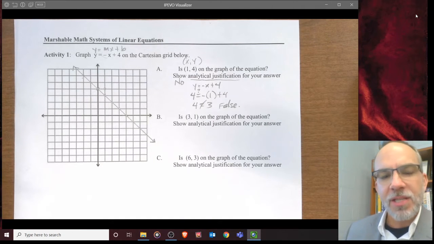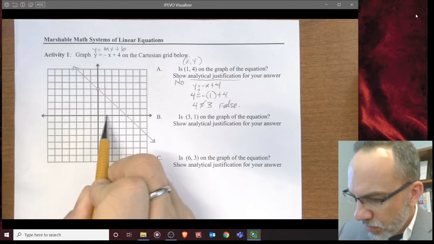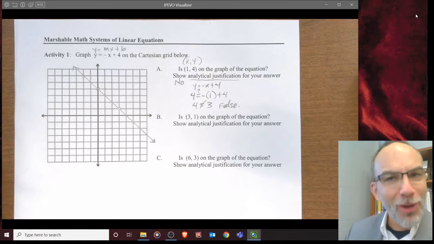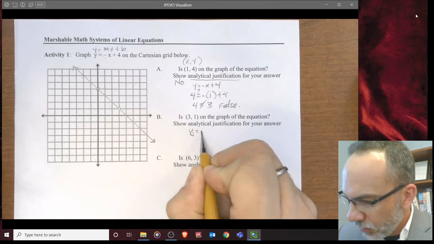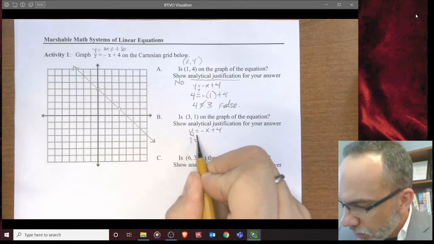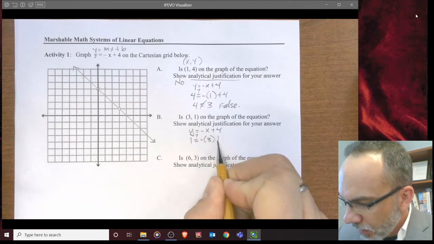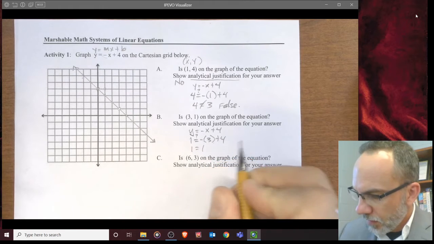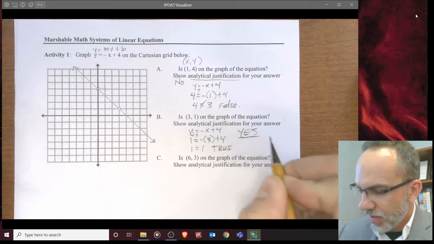Let's try B. Is 3, 1 on the graph of the equation? Well, let's check here. Go to the right 3, 1, 2, 3, and then up 1. It looks like it is. But if it is, it must actually solve the equation. So let's try it. y is equal to negative x plus 4. I'm going to plug in my y value of 1. Is 1, I don't know, I'm asking, is 1 equal to negative of the x, which is 3, plus 4? This is going to be negative 3 plus 4. That's true. So the answer, yes.